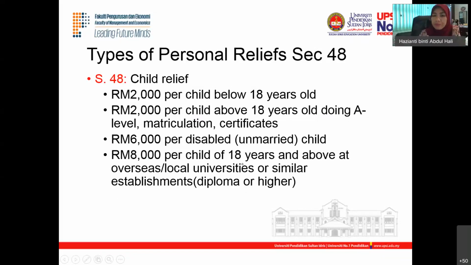Okay. Because A-level is considered a certificate level. Dia bukan diploma or degree or master. So 2,000 je.